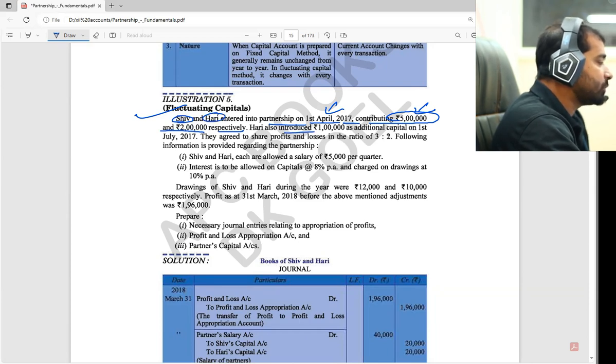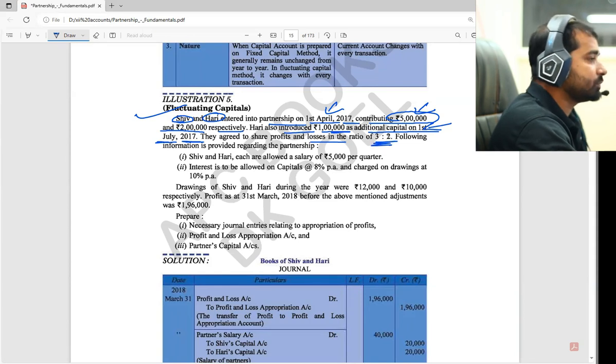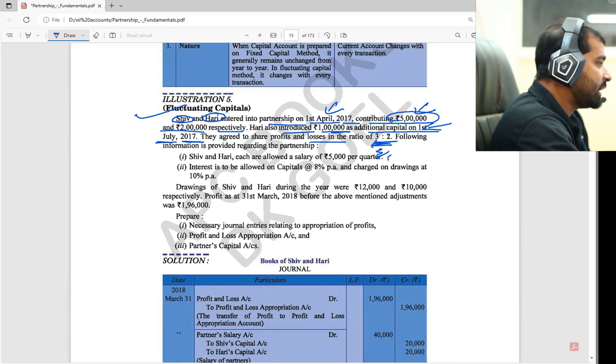Hari also introduced 1 lakh rupees as additional capital on 1st July 2017. So when you calculate interest on capital, you should keep in mind that the additional capital is also there. They agreed to share profit and loss in the ratio 3:2. That is, Shiv has 3 by 5 and Hari has 2 by 5. They agreed to share profits and losses in the ratio 3:2.